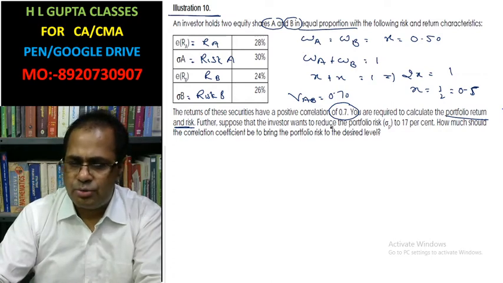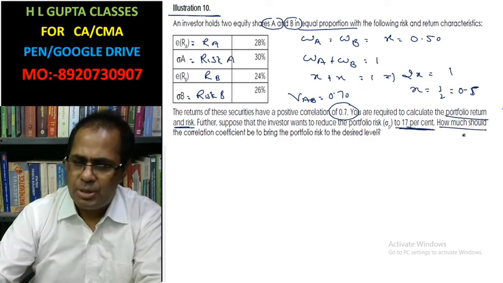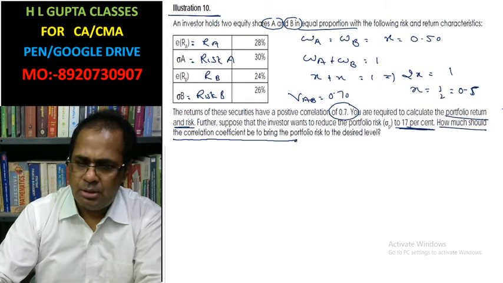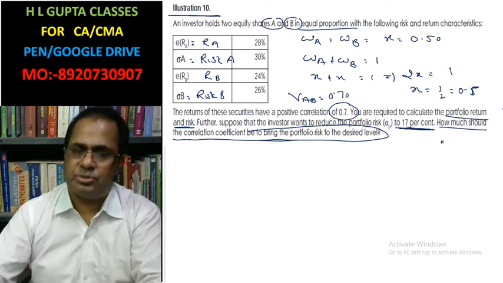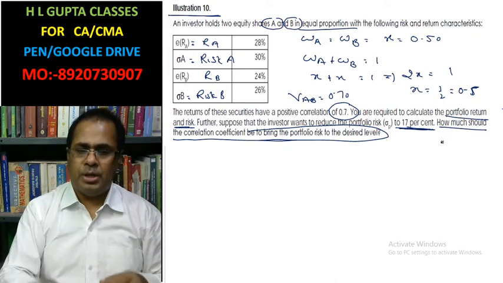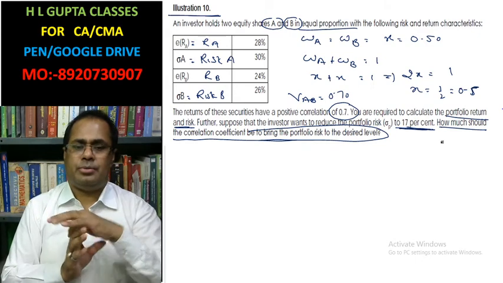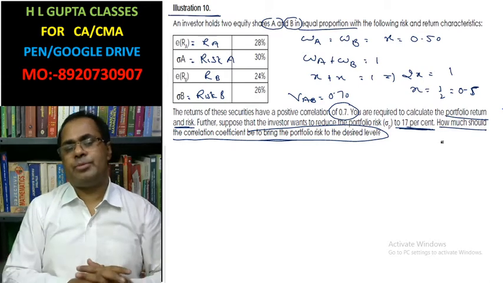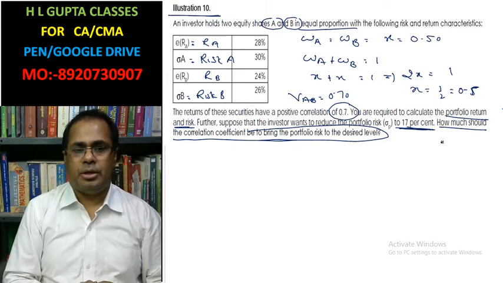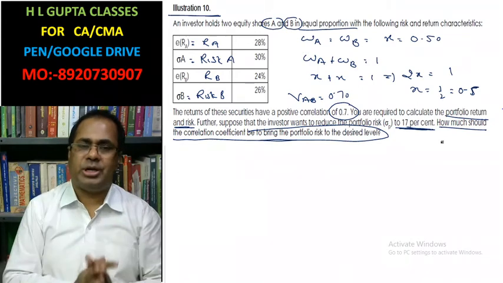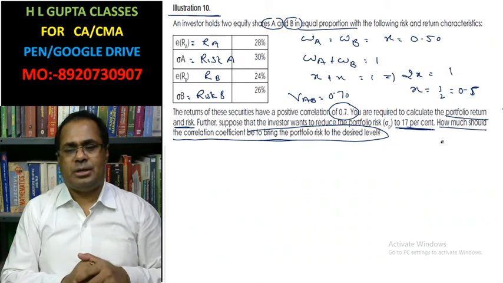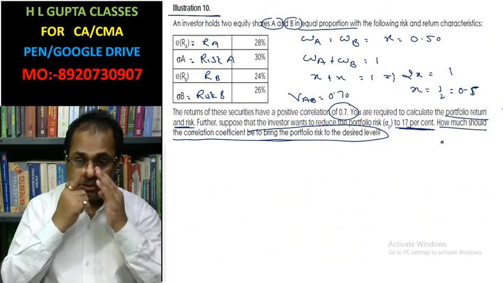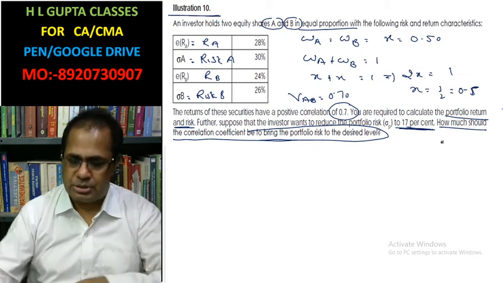Suppose that the investor wants to reduce the portfolio risk to 17%. How much should the correlation coefficient be to bring the portfolio risk to the desired level? There are three questions in this. First, you need to calculate the weight. Thereafter, portfolio return and portfolio risk. And after calculating portfolio return and portfolio risk, you have to calculate the coefficient of correlation for portfolio risk of 17%.